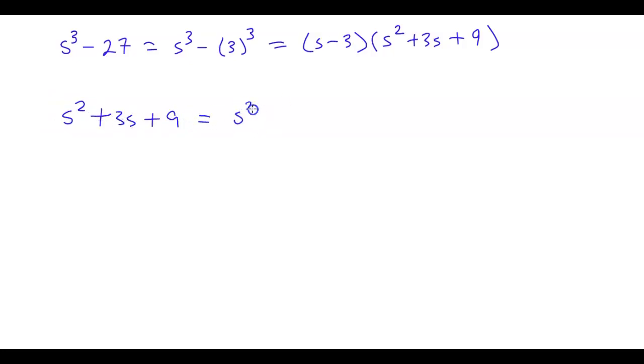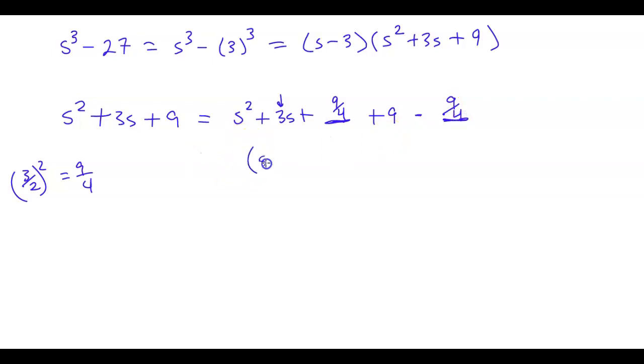We know that we can rewrite this as s squared plus 3s plus some number plus 9 minus that same number. And again, we're just taking whatever this number here is, dividing it by 2 and squaring it. And that'll end up being 9 over 4 whenever we do that. So if we do that, then this would turn into s plus 3 over 2 quantity squared for the first 3 terms. And then, of course, this would be plus 9 minus 9 over 4.